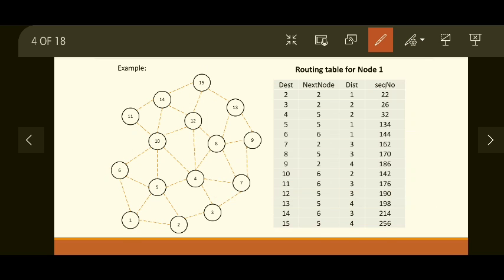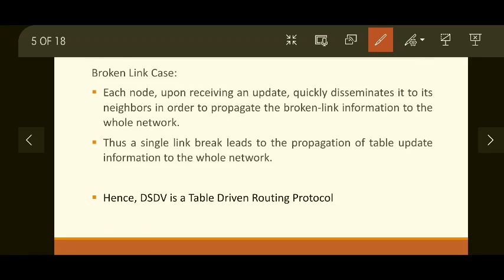Now what happens when a node changes the topology or some of the nodes move from their original location? For example, we will take node 11 which moves from the original location. Let's say the broken link case. If one of the links between two or more nodes is broken, what happens? Each node upon receiving a routing table update quickly disseminates it. So if a node is detached from another node, it will broadcast a routing table update to nearby neighbors.